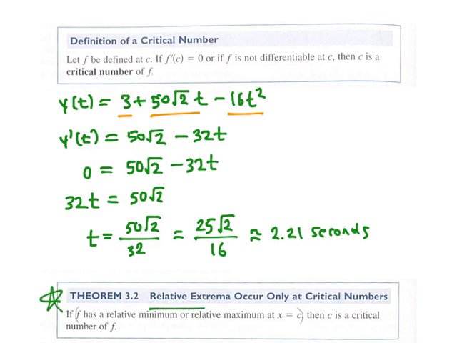Now we know that relative extrema occur only at critical numbers. So if we're looking for a relative maximum, if we're going to have it, it's going to be here. So now let's look at something else that we learned in Calculus AB that would help us with this.